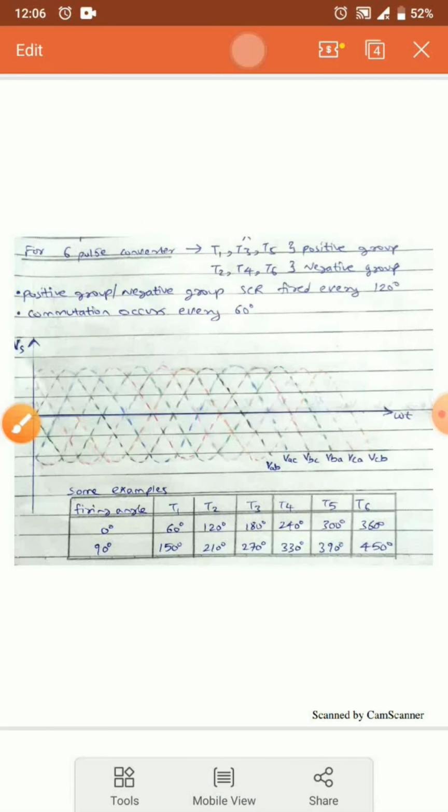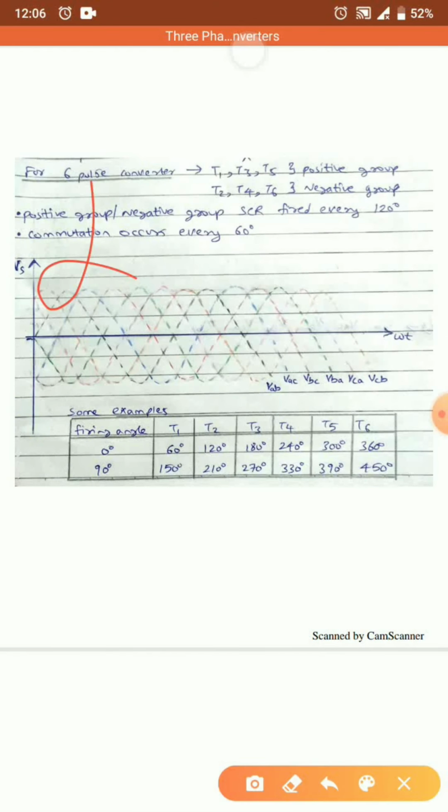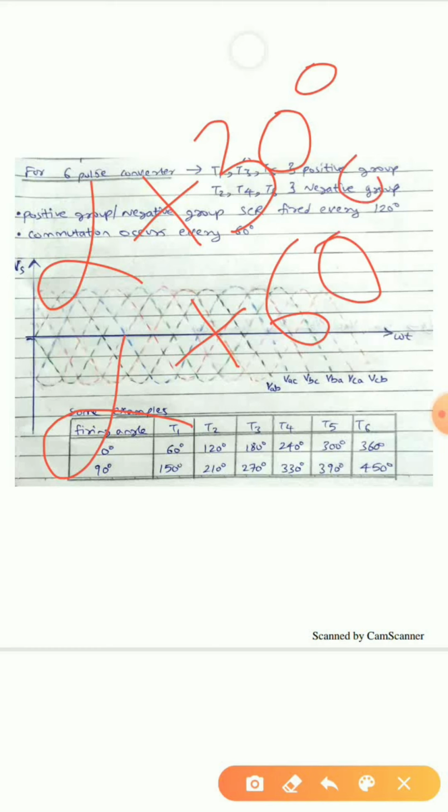Now one thing that we have to keep in mind here is, in the previous case I said if the firing angle is alpha, plus that I have to add 30 degree. Now here we have to keep one thing in mind, that is, whatever firing angle I am giving, with that I have to add 60 degree. That is, if my firing pulse is given at 0 degree, T1 will start conducting at 60 degree only.